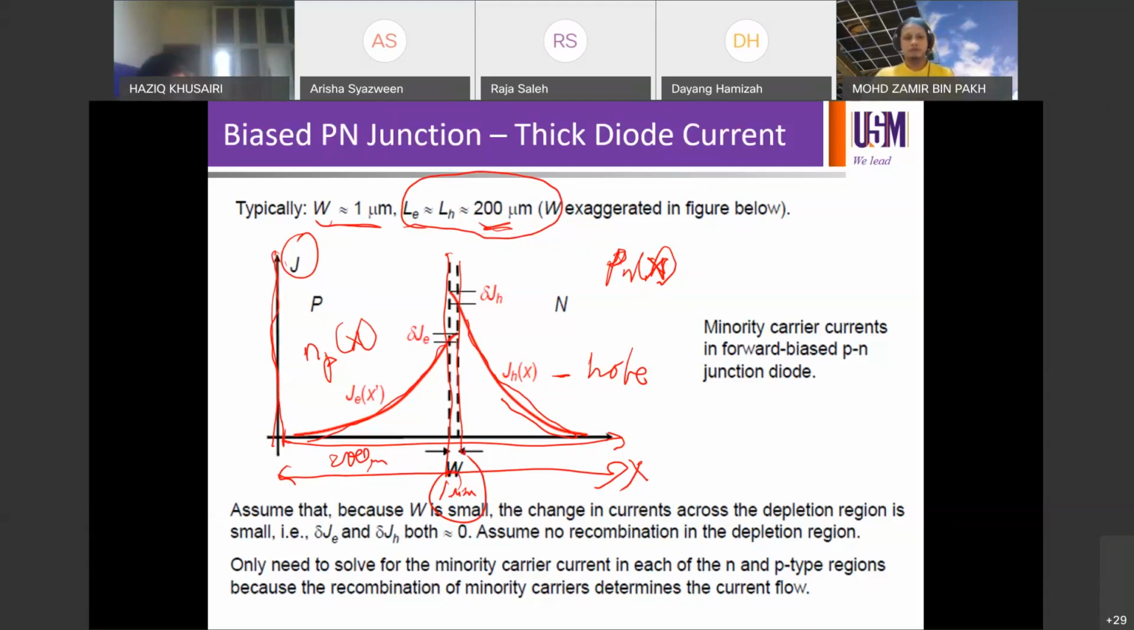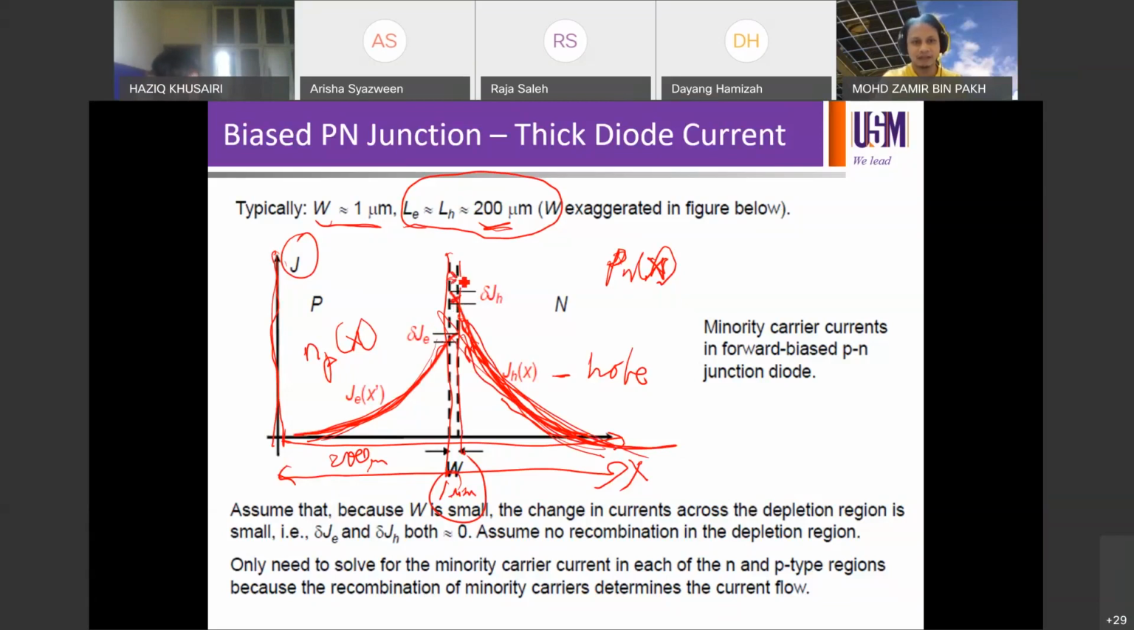So assume that because W is small, the depletion region is small, the change in current across the depletion region is small. If you look at this Q and R, we see an exponential decay, right? On the N type and on the P type, we see the decay because we have an exponential component. But for this sake, we need to assume that the change of the current profile across the depletion region is very, very small in comparison to the change of the current profile in the Q and R region, which is bigger. Maybe the change is very, very small, like that.